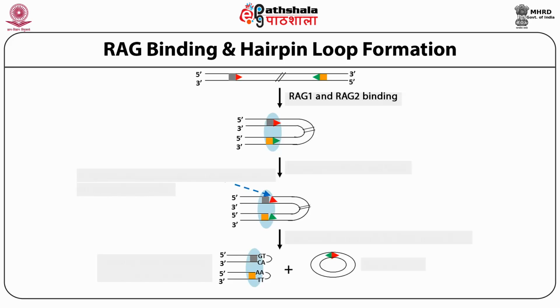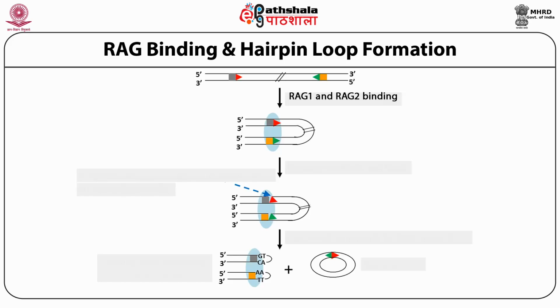After they bind the appropriate RSS, the RAG proteins introduce a single strand break in the DNA between the coding sequence and its flanking RSS. This break is introduced at precisely the 5' border of each RSS. Now, as a result of the single-stranded DNA break, a 3' hydroxyl and a 5' phosphate end are generated.